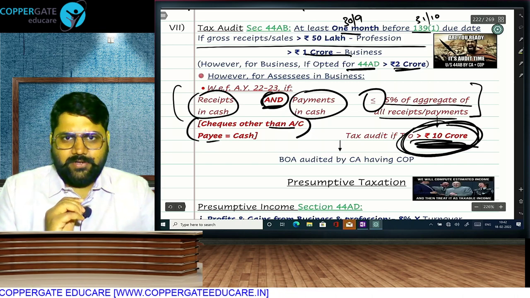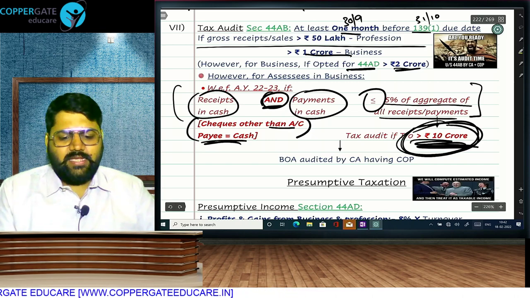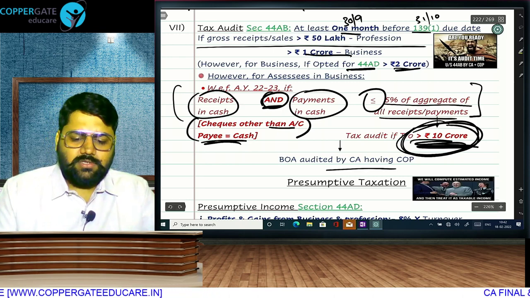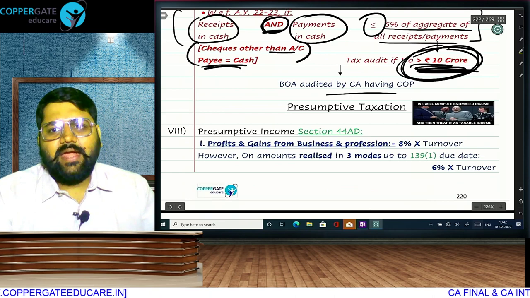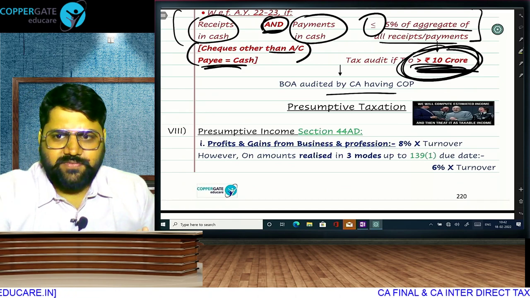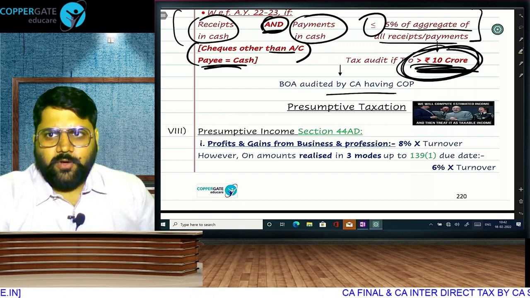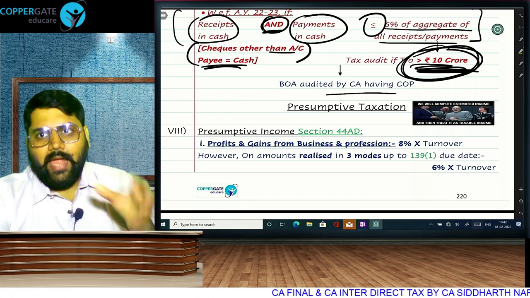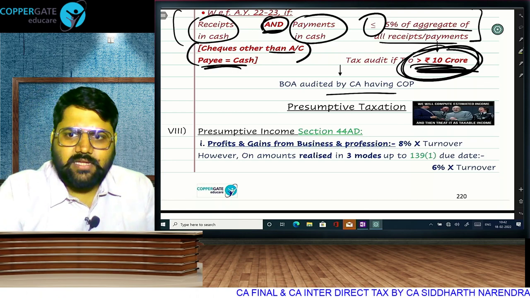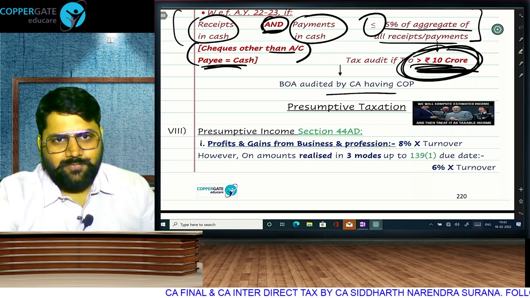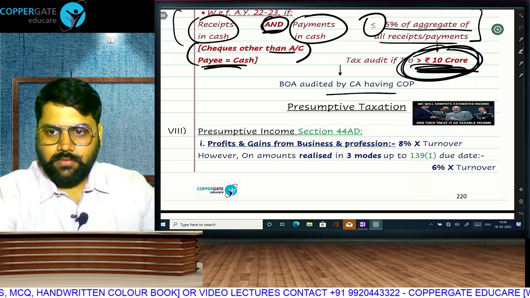They are enhancing the limit to 10 crore and here they are saying check other than account payee will be treated as cash. You have to get your books of accounts audited. With this we get tax audit. This is the tax audit. So for profession, only one rule: turnover more than 50 lakh, get your audit done. But for business, more than 1 crore; if presumptive is taken then only after 2 crore; and if cash receipt and payment both are within 5%, then after 10 crore, and check other than account payee will be treated as cash.